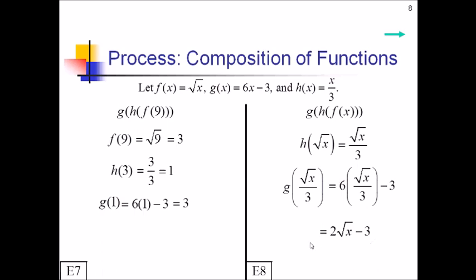And just for kicks and giggles, let's plug 9 into this and see what happens. So 2 times the square root of 9, that's 2 times 3, which is 6, minus 3 gives us 3, just like over here. So this will do everything you were doing over here in one shot.